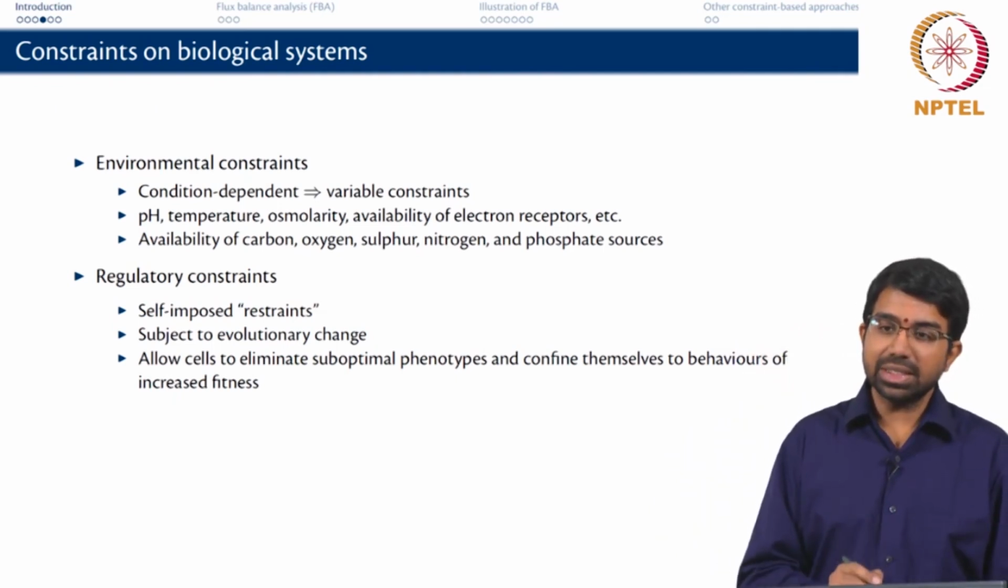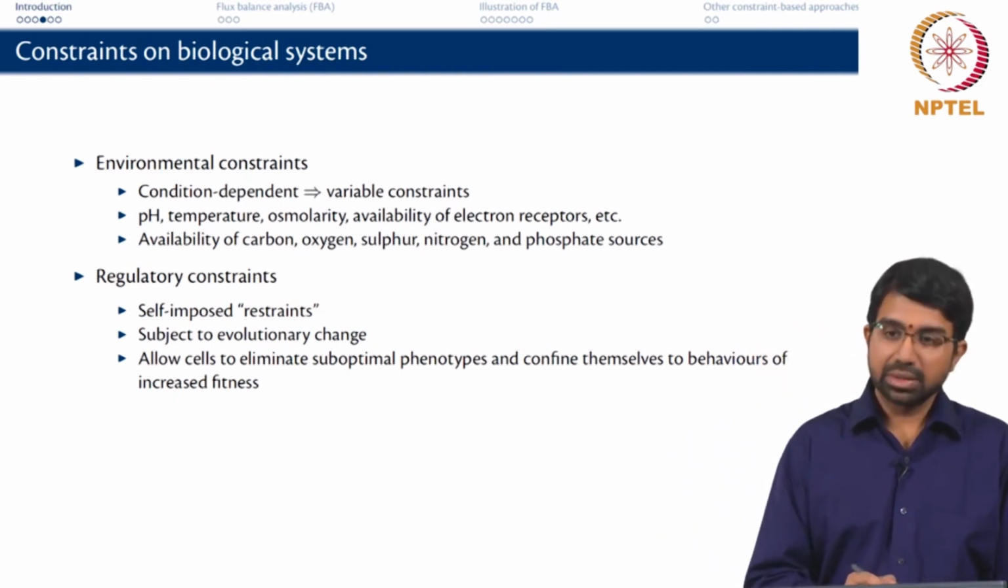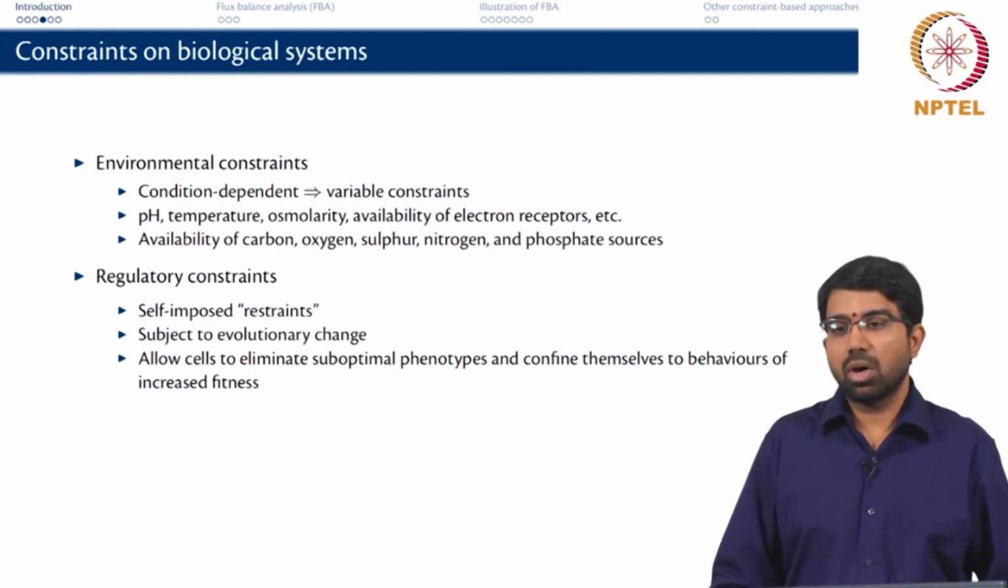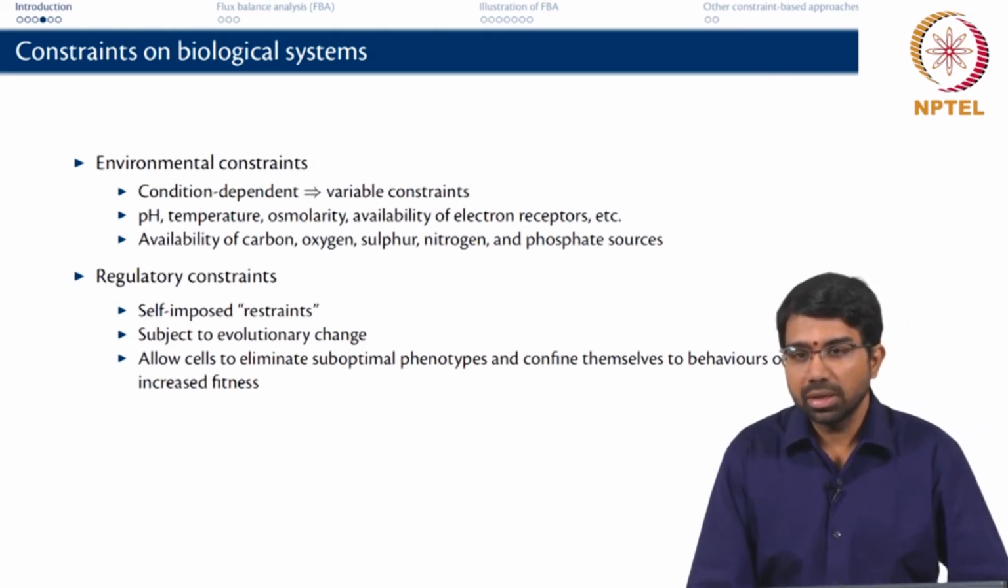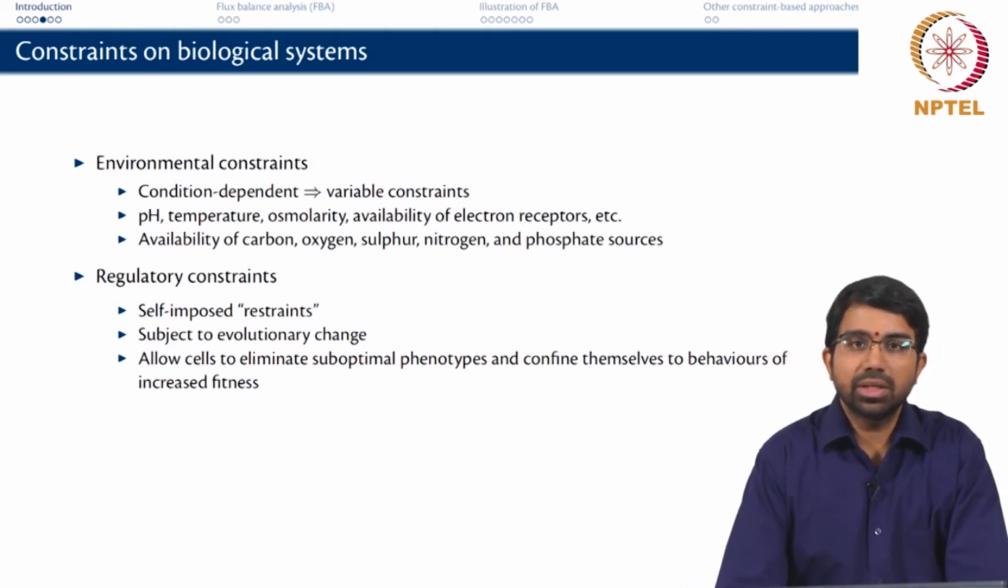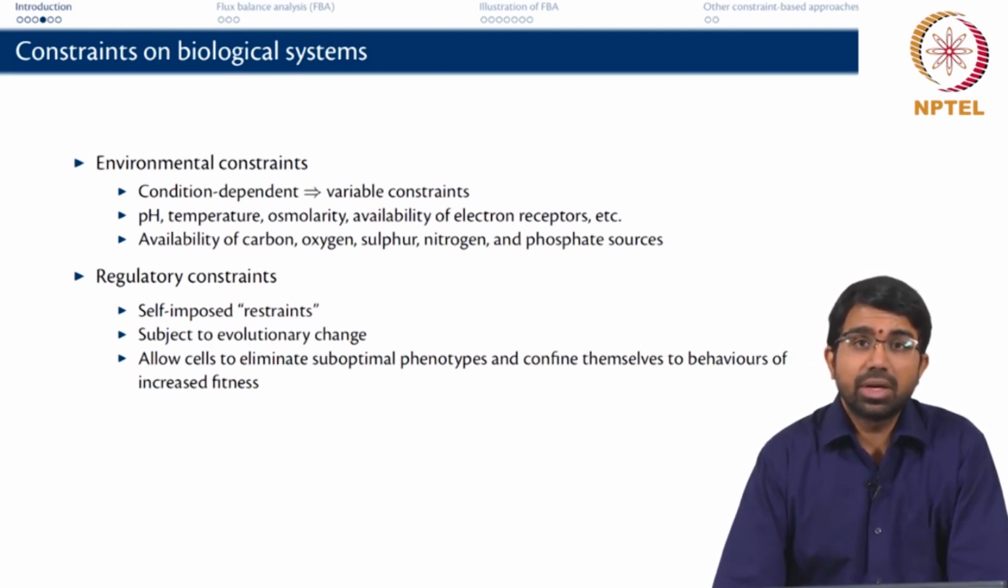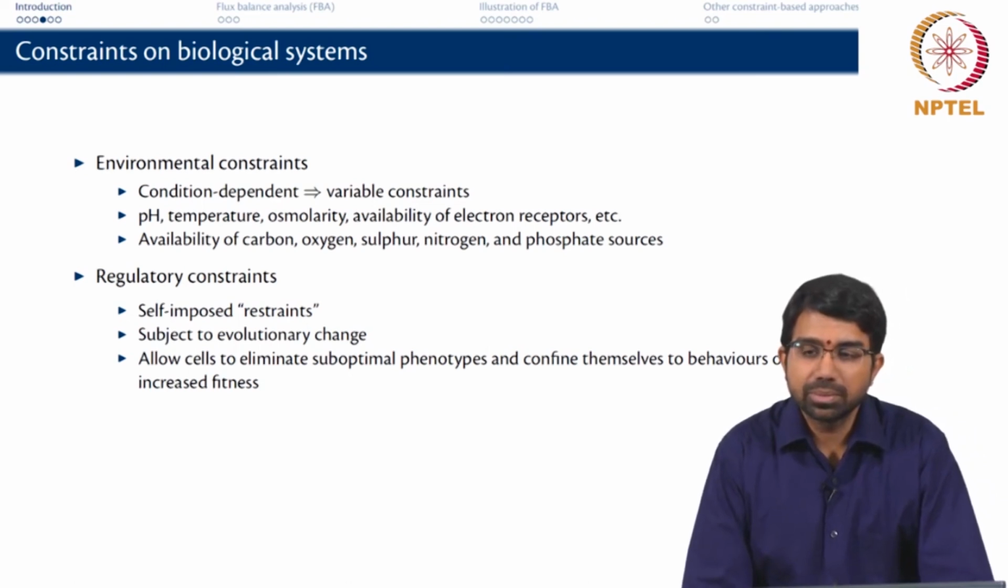The other really interesting set of constraints are some self imposed restraints by the cell, which is almost counterintuitive, right. So you expect that the cell will do something, the conditions are actually feasible for the cell to do something, but it actually does not. Why? Can you think of an example?